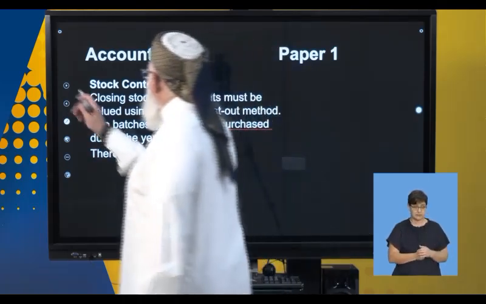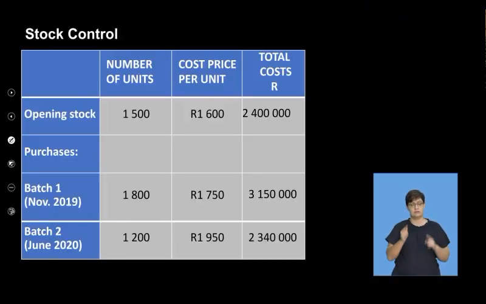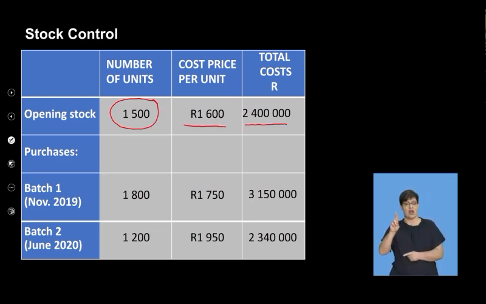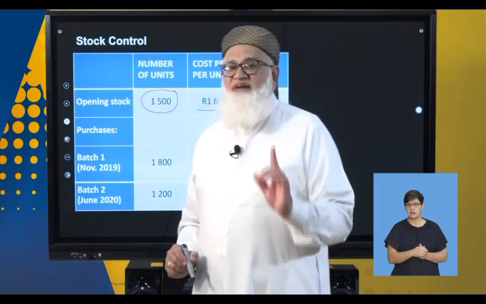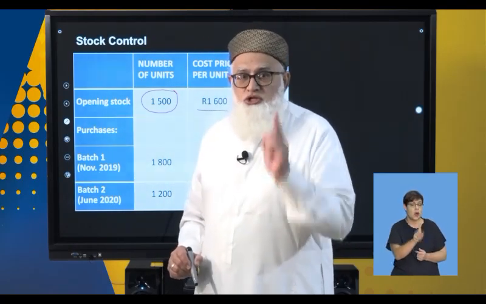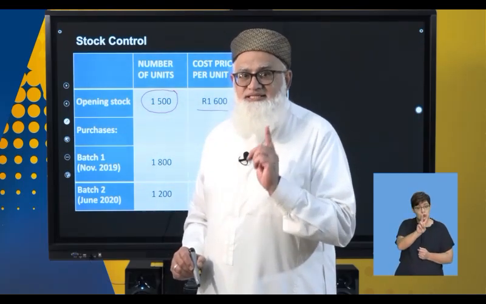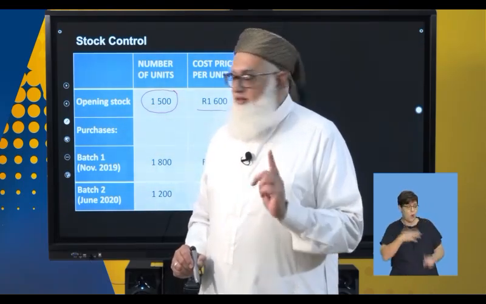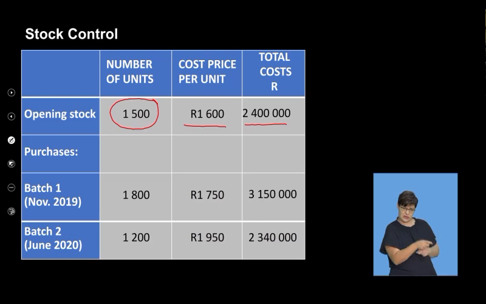If there was a return with a particular batch, keep that in mind. Right. Now, in terms of my information, what do I know? I've got opening stock, the number of units, the cost price per unit, and obviously the rand value. Okay? Remember, what are we doing? We want to calculate the value of 1,260 units.